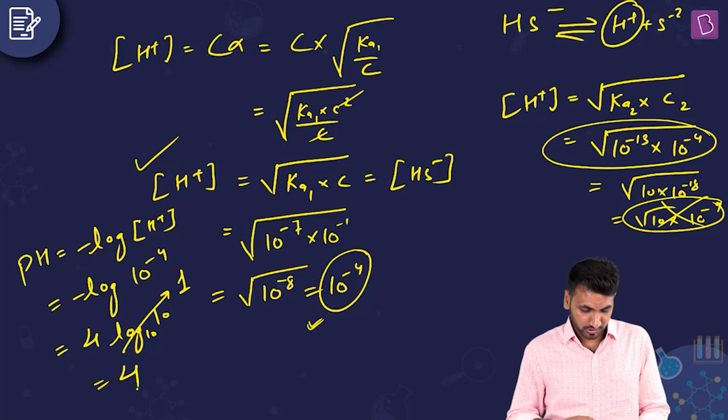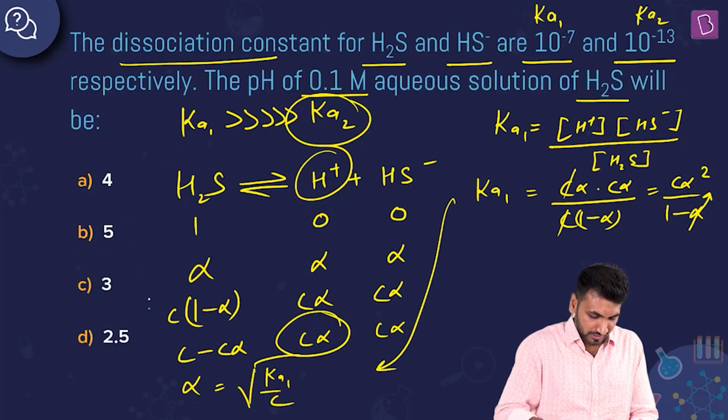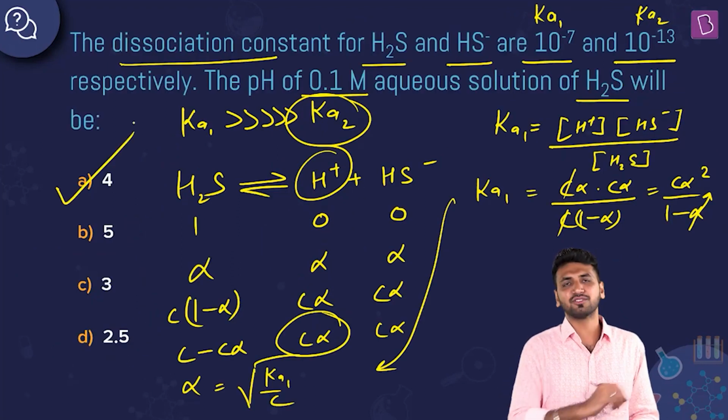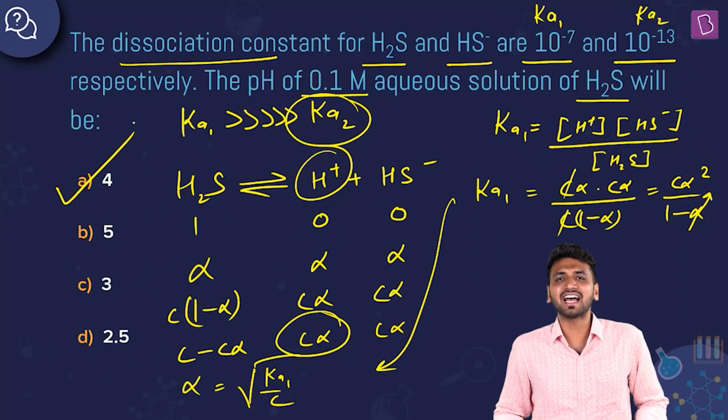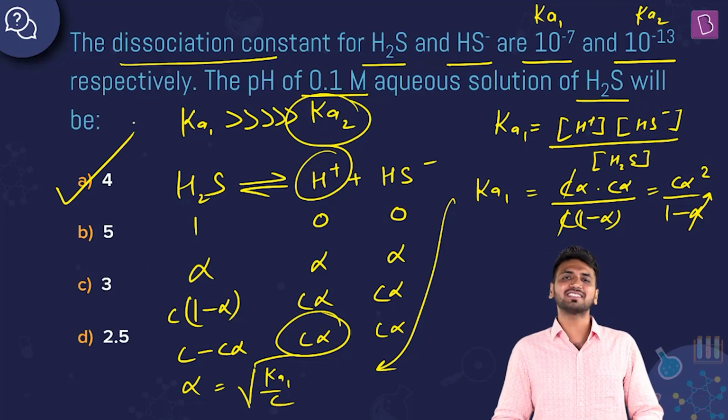If you look at the options, what do I have? Option A, 4 is the right answer. So with that, we conclude this beautiful question. Thank you.